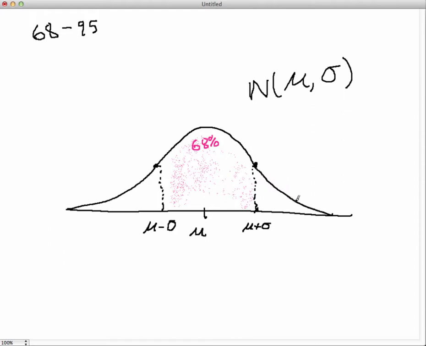So if we go out to this position right here, roughly, and this position right here, roughly, I'm going to say, okay, that's another standard deviation, so that's mu plus 2 sigma. And down here, this is down yet another standard deviation, and so that's down at mu minus 2 sigma.